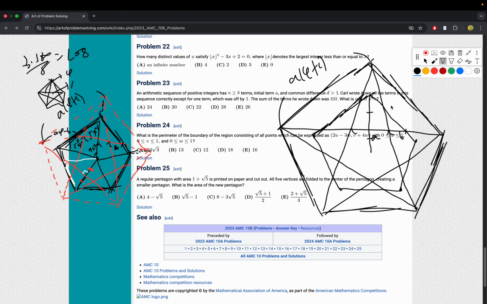Whoa! These two are also equal to each other. Those four are all equal to each other. That means we just need to find the length of this. Oh, I feel like getting better in geometry. How do you find this?